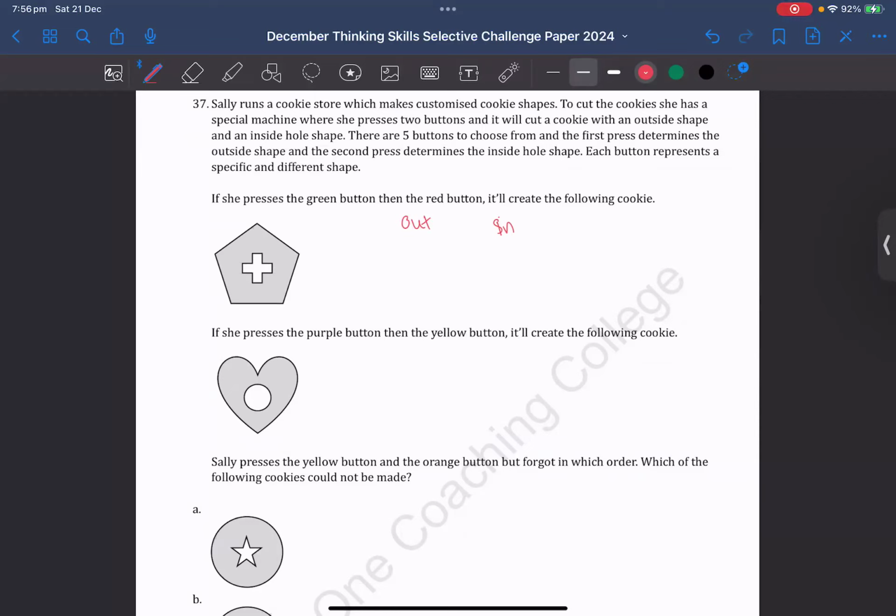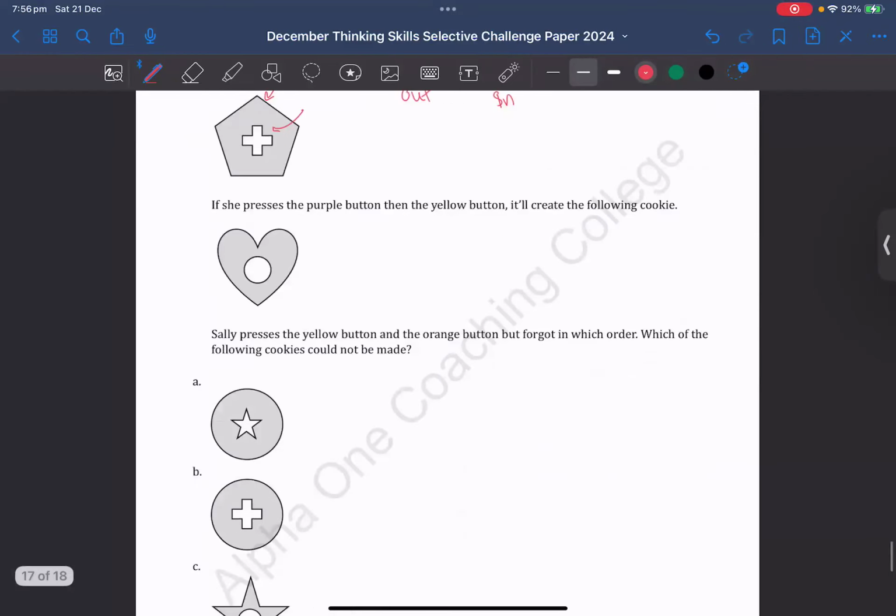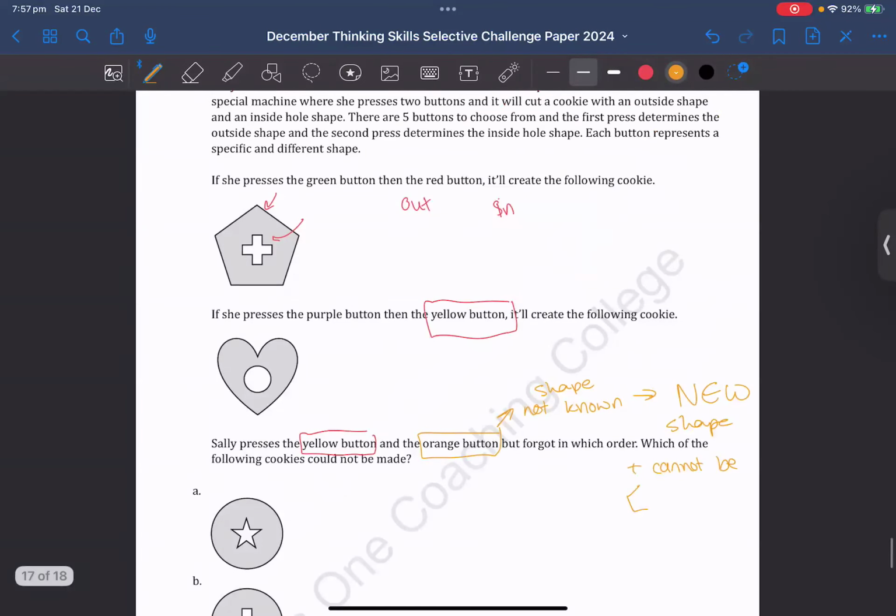So green plus red gets you a hexagon and a cross. Now, the purple then the yellow creates the following cookie there. So she presses the yellow button, which is mentioned here, and an orange button, which has not been mentioned yet. So we don't actually know the shape that it creates. Therefore, it has to be a new shape, and it cannot be a pentagon or the plus shape, the cross.